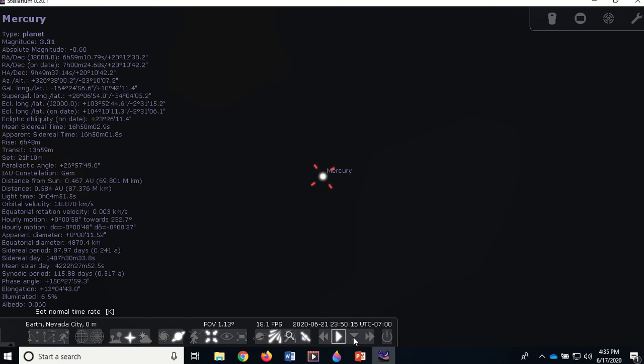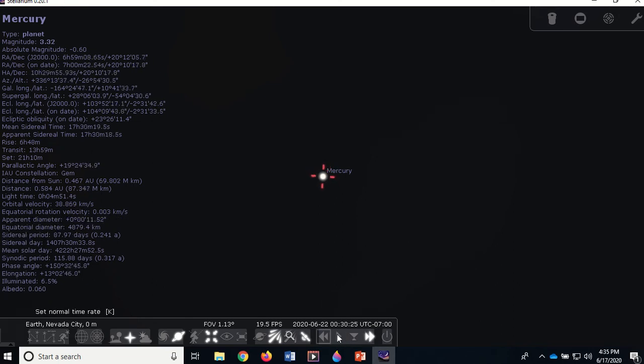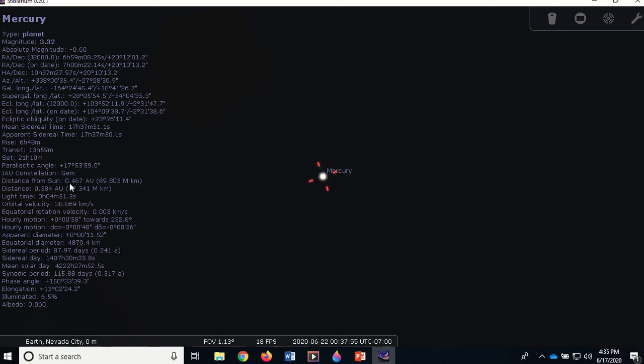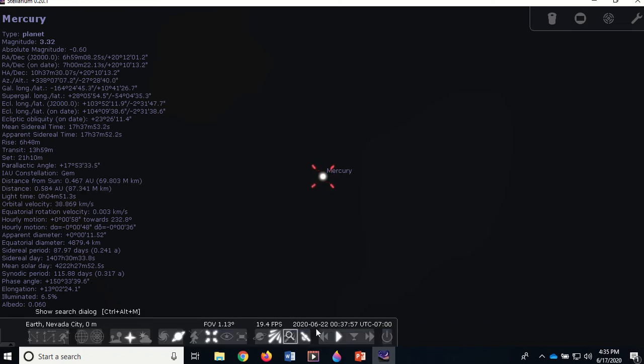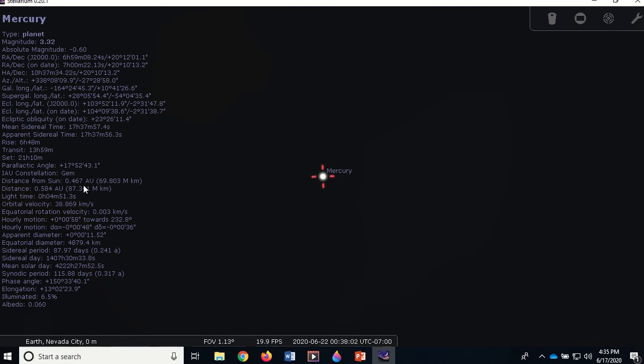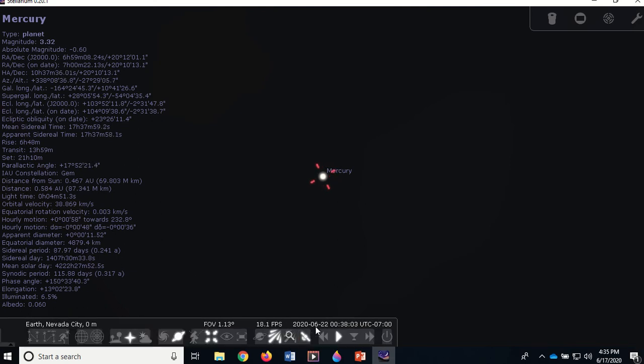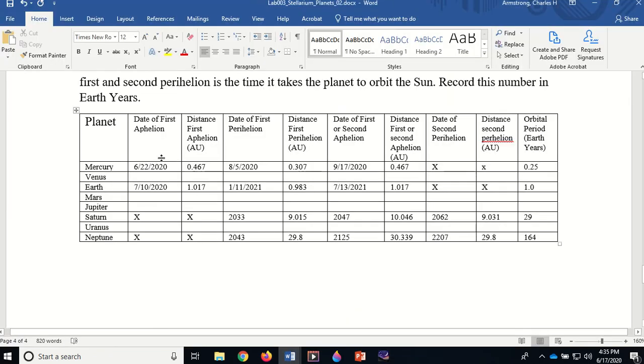You can see that if I go forward. Okay, so now I'm up to 622, and we're still at 0.467. So it's in this range here. Just put down a number you see here when you see it at the highest number here. Okay, so right now we're 622, and that's what I had over here is 622. Okay, so then I put down what it is, 0.467. So that is aphelion. That's when Mercury is furthest from the sun.